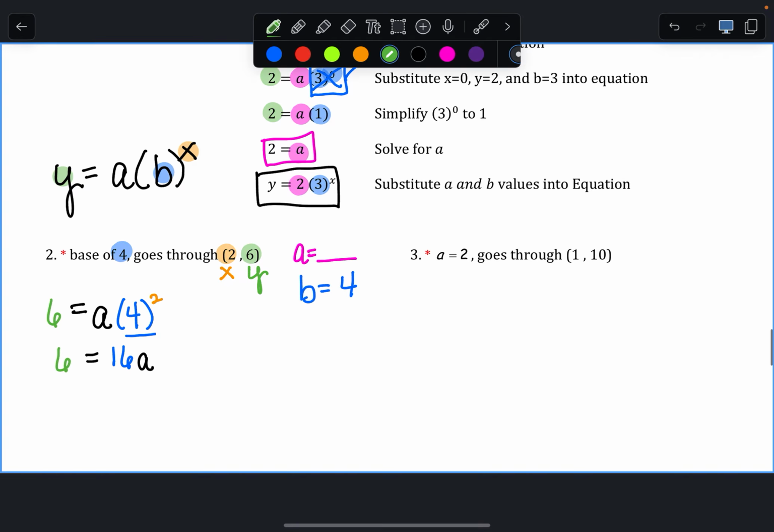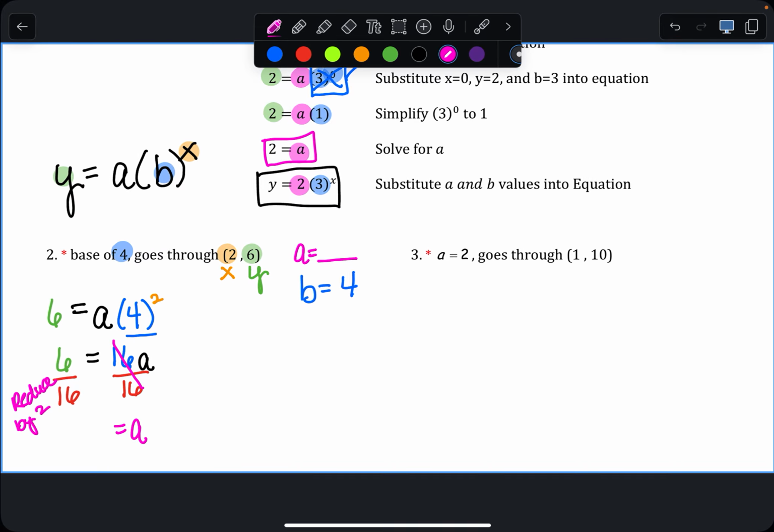So now I'm going to plug those in the handy-dandy formula. So y equals 3/8 times 4 to the x power. So now I'm going to do this next one.